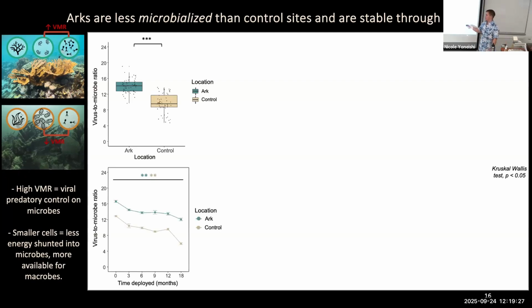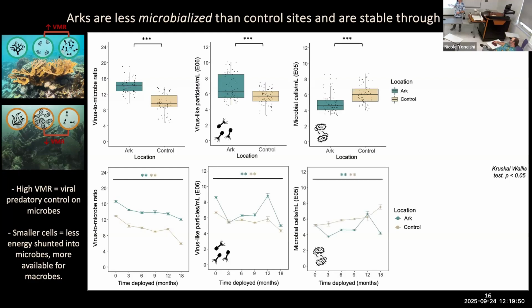So digging in, you're looking here at a box and whisker plot with virus to microbe ratio on the y-axis. This is data shown over all time. And this plot right below it is the same data, but shown at each time point. It's broken up by arc and control. As you can see, the virus to microbe ratio is significantly higher on the arcs than at the control sites, and it was pretty consistent like this throughout the experiment. When we look at what makes up the virus to microbe ratio, these abundances of our viruses and of our microbes, we can see that virus-like particle abundance was significantly higher at the arcs, and microbial biomass or microbial cells were significantly lower at the arcs.